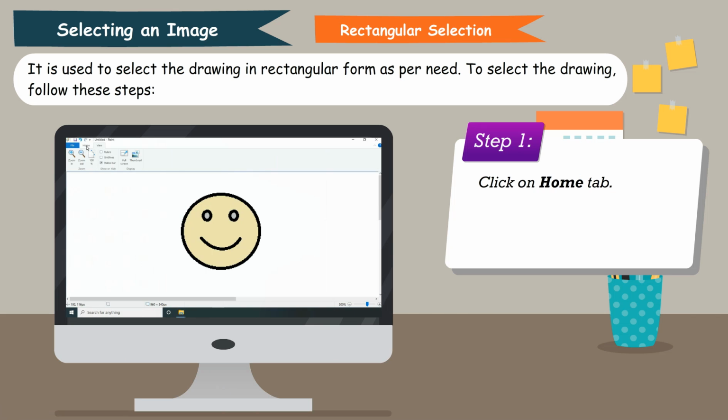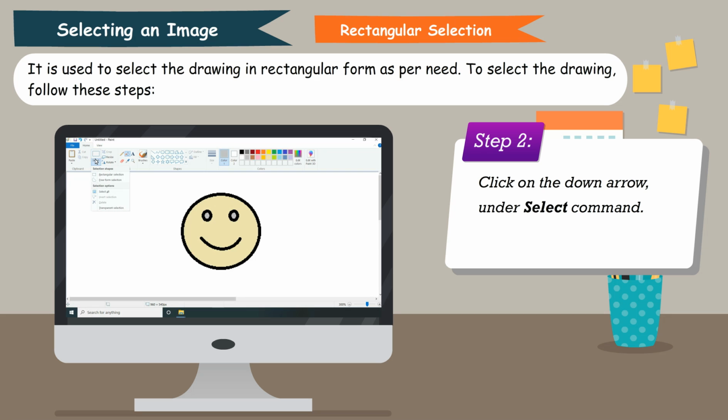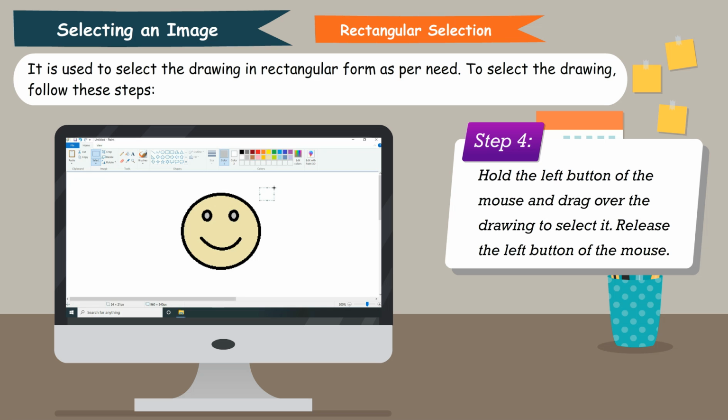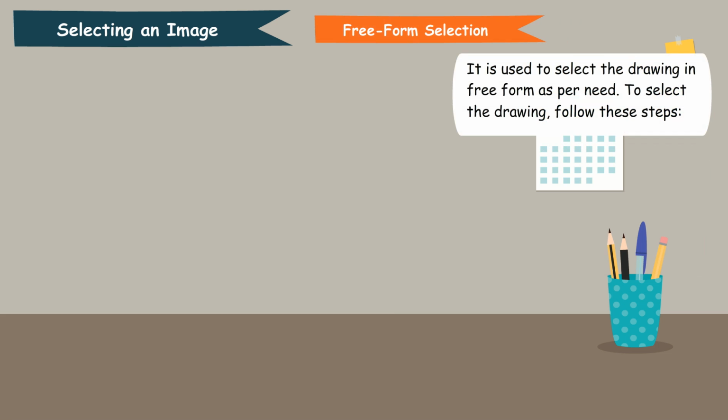Step 1. Click on Home tab. Step 2. Click on the down arrow under Select command. Step 3. Click on Rectangular selection. Step 4. Hold the left button of the mouse and drag over the drawing to select it. Release the left button of the mouse. Freeform selection. It is used to select the drawing in free form as per need.